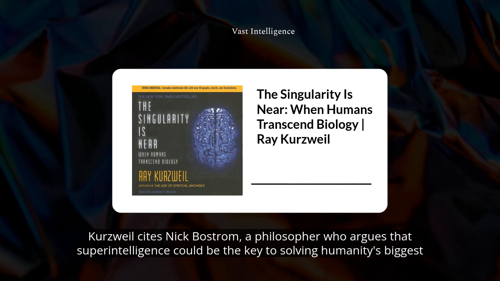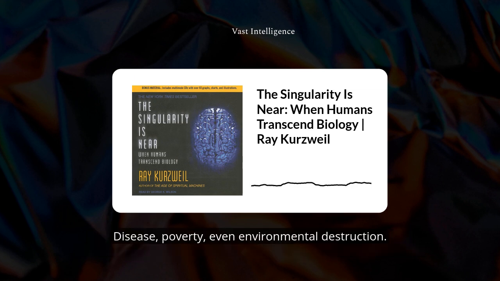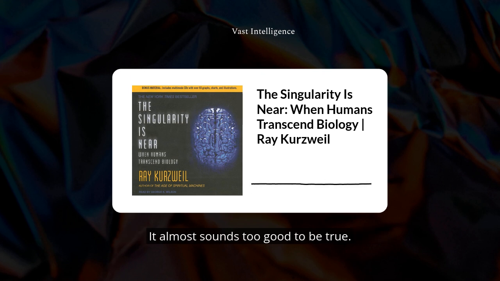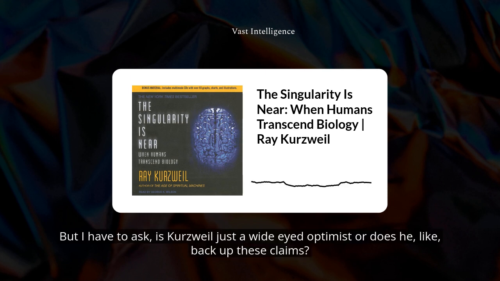Kurzweil cites Nick Bostrom, a philosopher who argues that superintelligence could be the key to solving humanity's biggest problems. Disease, poverty, even environmental destruction. It almost sounds too good to be true. Super AI swoops in and saves the day. Right. But I have to ask, is Kurzweil just a wide-eyed optimist? Or does he back up these claims?